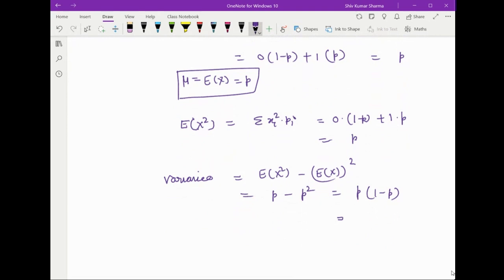We can calculate the standard deviation. So the standard deviation is the root of variance. The root of variance is equal to the root of p into 1 minus p. So this is the standard deviation for Bernoulli.